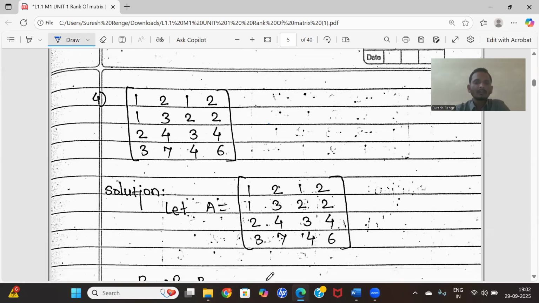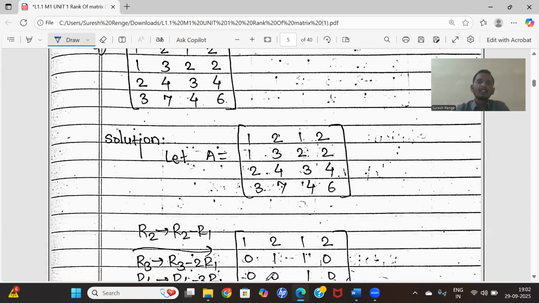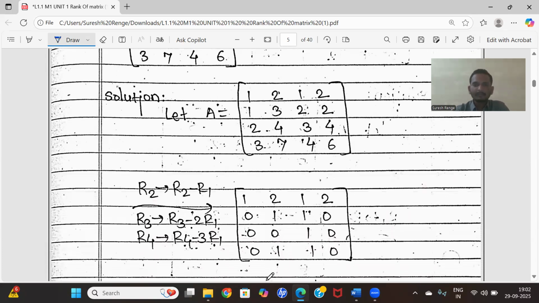The solution of this question is: write down the given matrix as it is. Use a name for that matrix. We are giving, let A be equal to this matrix. We are writing the matrix as it is.